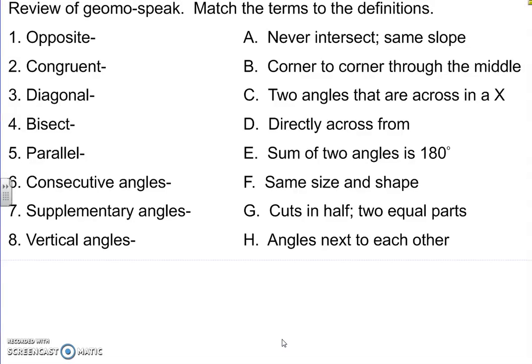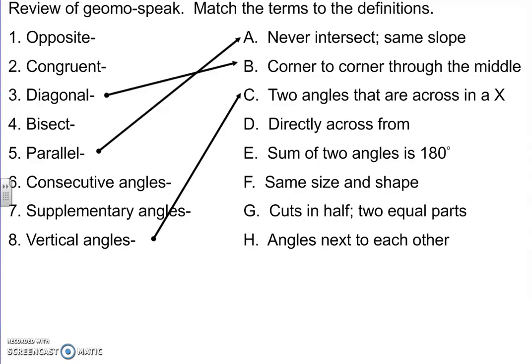So we could have matches here. Parallel. Next, quarter to quarter through the middle, so that is that angle. Next, we have two angles that cross in an X. So that is a vertical angle. Directly across from each other, they are opposite. Sum of two angles is 180 degrees.